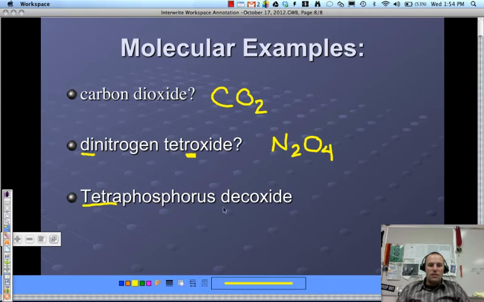Tetraphosphorus, so P4. Decoxide. It's not decaoxide, oxygen, and then dec is 10, P4O10. Is this easy or what?